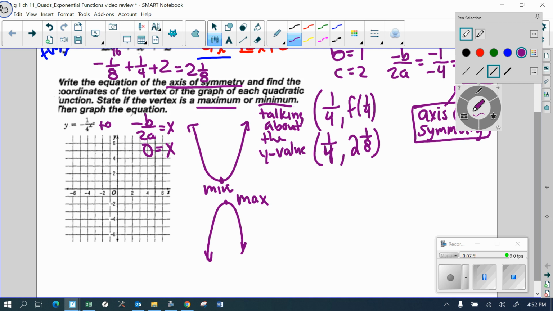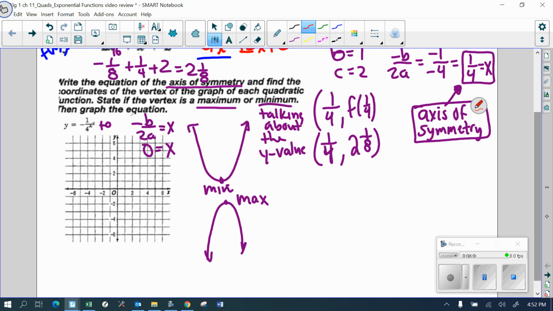Axis of symmetry right there: x equals 0. And find the coordinates of the vertex. That means x is 0. I plug in 0, I get 0. And since this is a negative, that tells me it opens down. Since it opens down, it's going to be a what? Maximum.